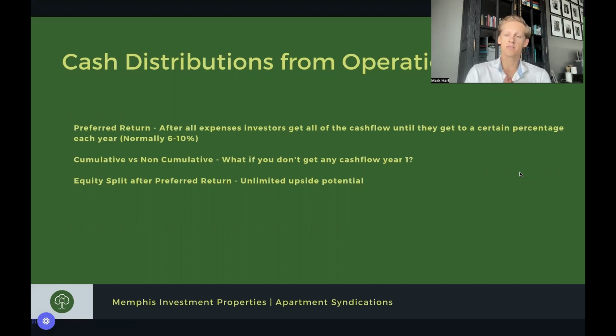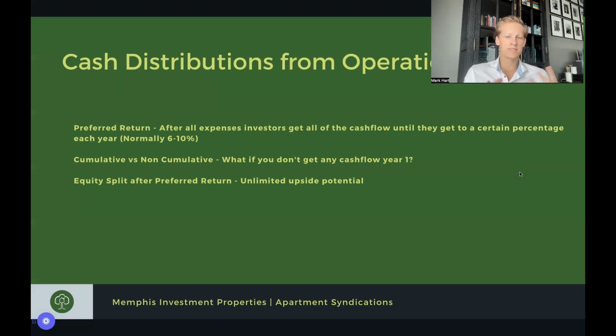So number one is going to be something that you might see, a buzzword called a preferred return. And a preferred return, think of that as just simple cash flow, right? After all the expenses, investors get all of the cash flow until they get a certain percentage each year. So essentially what that means is we're not splitting the profits until you get a certain percentage of cash flow each year, meaning you get all of the cash flow until we get to that certain cash or ROI amount.